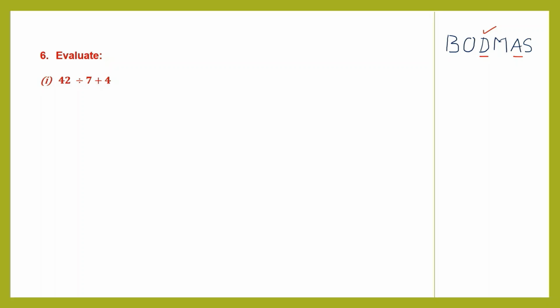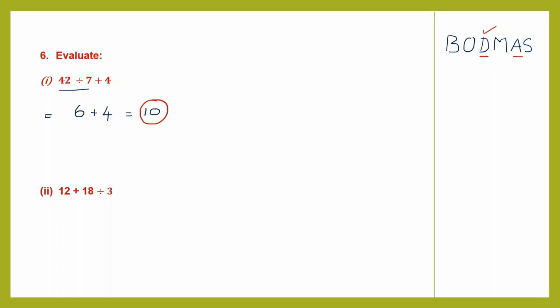So here we're going to do 42 divided by 7. Tables of 7 till you get 42. 7 sixes are 42. So that was a simple one. 6. Then we continue with the remaining plus 4. 6 plus 4 is 10. So the answer here is 10. So this first sum here, the answer is 10.